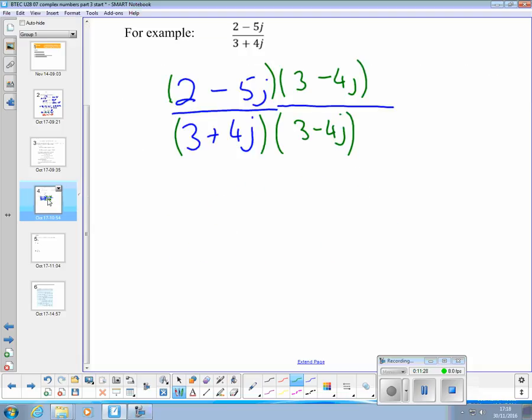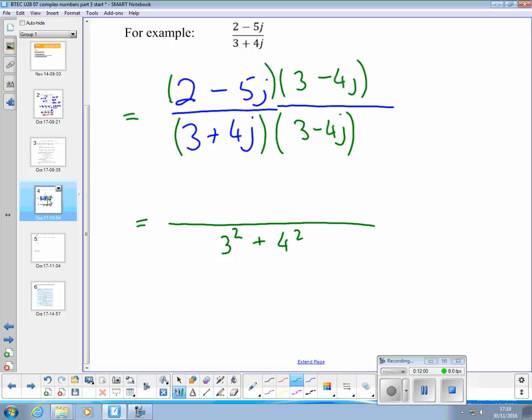We know how to do the bottom line here easily, don't we? That is... no, whoa, you can't do it to the top. Sorry. Only the bottom. 3 squared plus 4 squared. Okay, we'll leave it like that for now. That's what we know that is. Okay, what about the top?